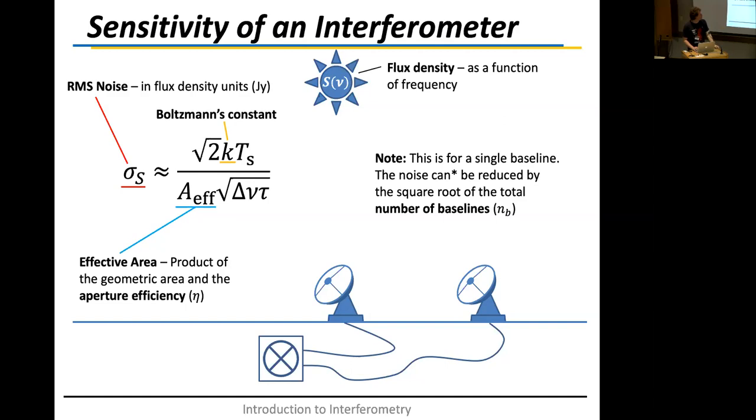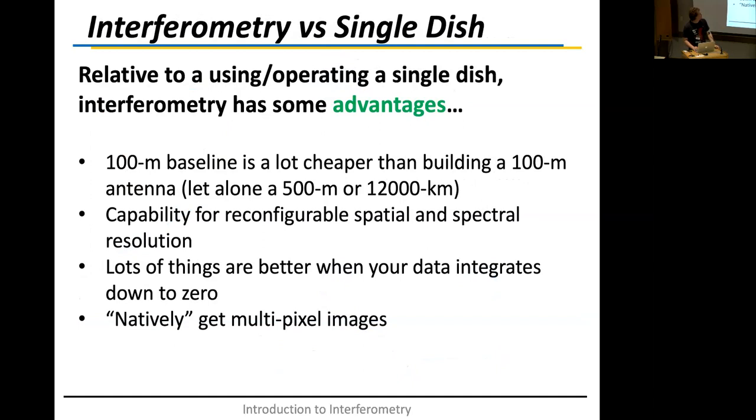All right, so real quick, why do interferometry? Now that you know what an interferometer is, one is that a 100 meter baseline is definitely a lot cheaper to build than a 100 meter telescope, certainly more than a 500 meter telescope or a 12,000 kilometer telescope, which we'll talk about tomorrow, or so Jeff will talk about tomorrow. Interferometers are nice because they're a little bit more reconfigurable, both in terms of their spectral and spatial resolution.